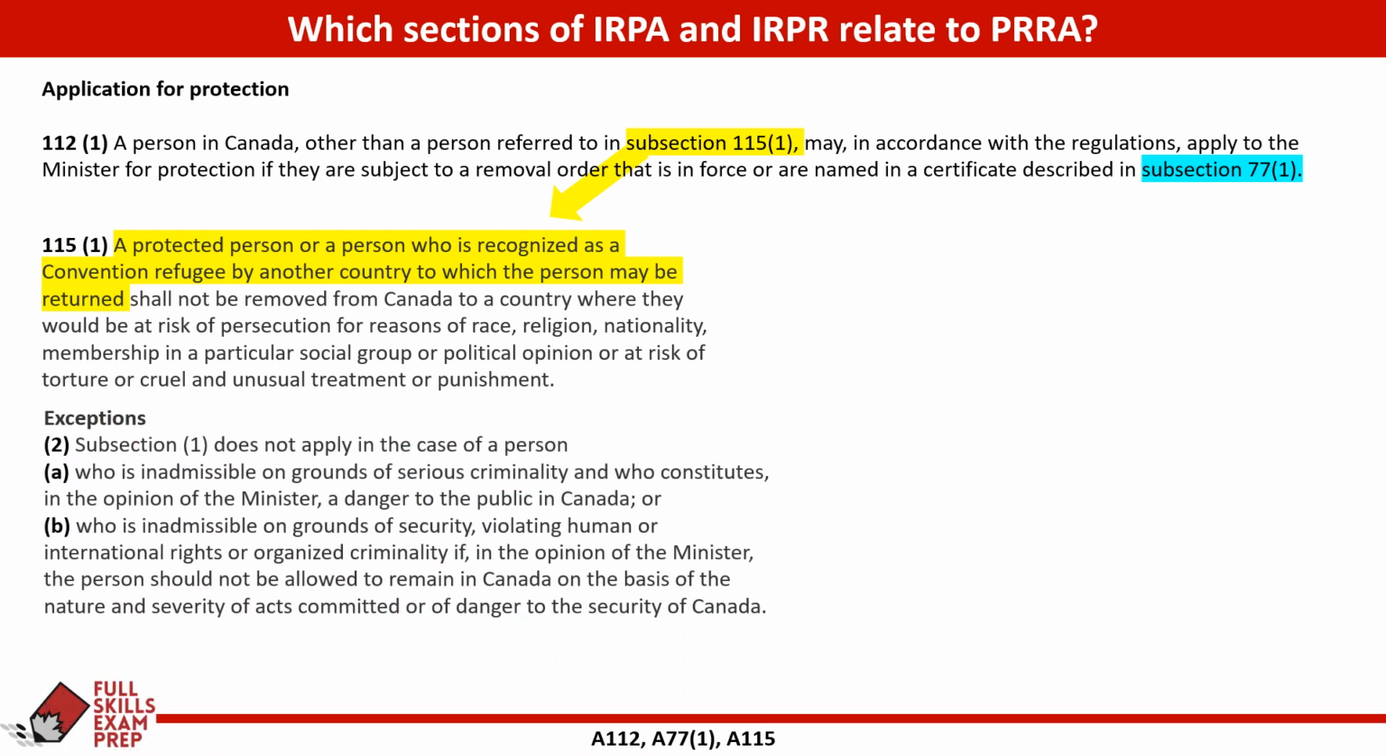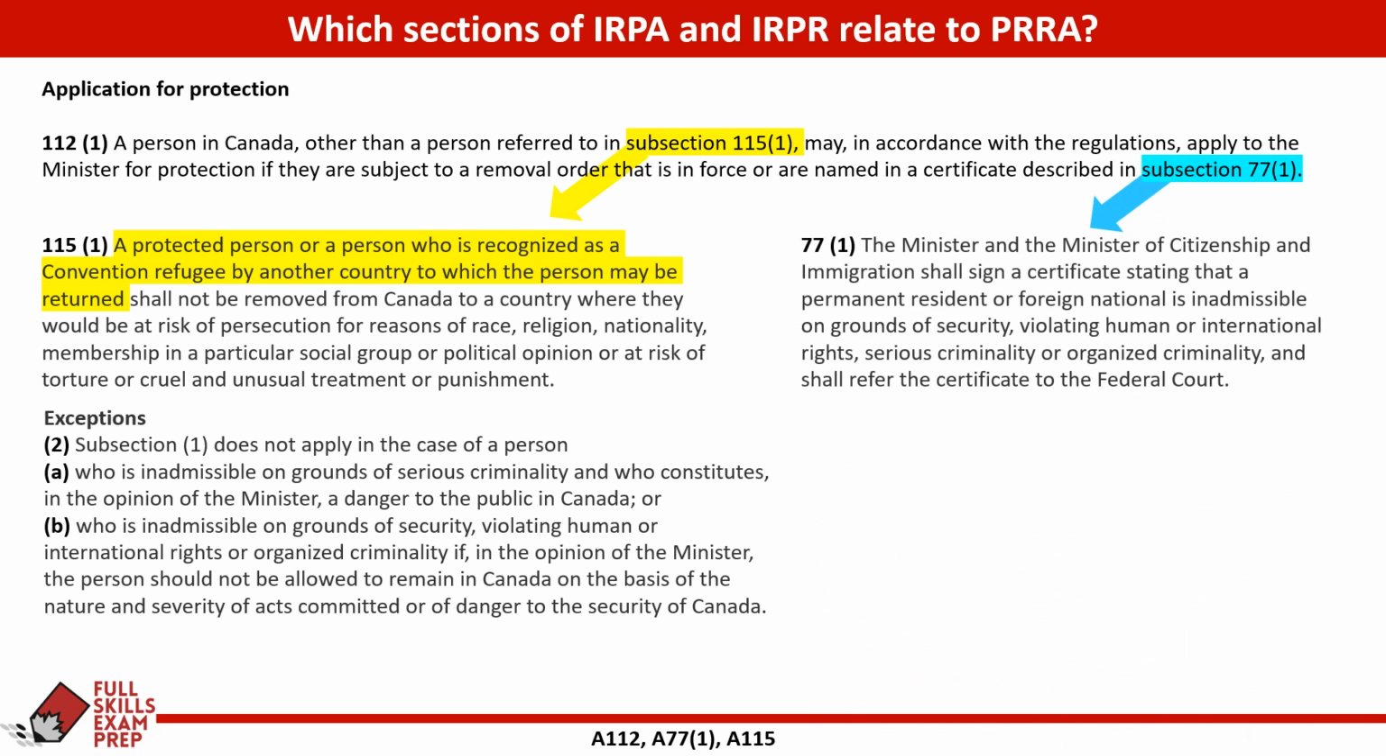Now, there are exceptions, of course. What if a person's a criminal? Well, that person would not be able to stay in Canada in most cases. What if the person came to Canada, made a claim, and then it was found out that he or she was a human rights violator? So maybe the person was a war criminal. Well, that person wouldn't be able to stay in Canada, regardless of if their country is dangerous.